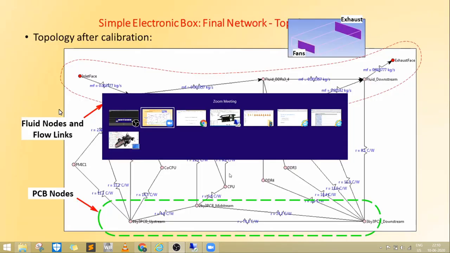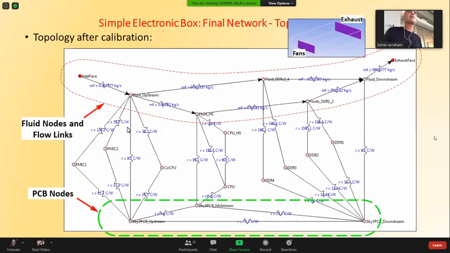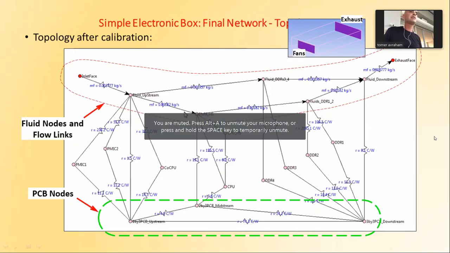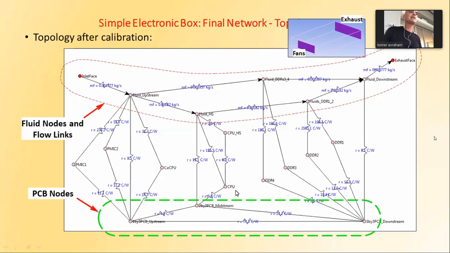Delphi model. We ran it in CFD, played with it and optimized it, and got a set of resistors here. What you see here is a set of resistors. Again, some of them are passive, some of them active. A CPU is an active component. And then we have fluid nodes and rings, which represent the pressure drop and mass flow rate.